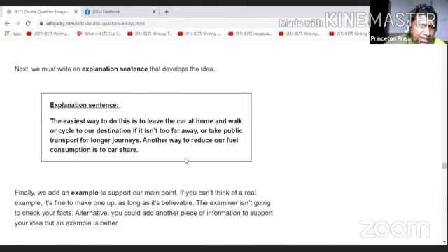The second sentence: the easiest way to do this is to leave the car at home and walk or cycle to a destination if it's not too far away, or take public transportation for longer journeys. Another way to reduce our fuel consumption is through car share.